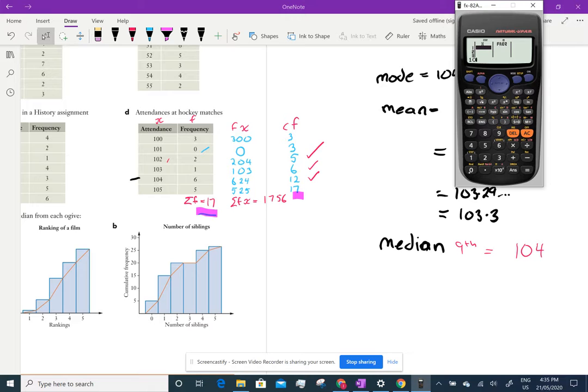So I'm going to put all my numbers in, 100, 100, 101, 102, 103, 104, 105. Go across, and I'll put my frequencies in. 3, 0, 2, 1, 6, 5.